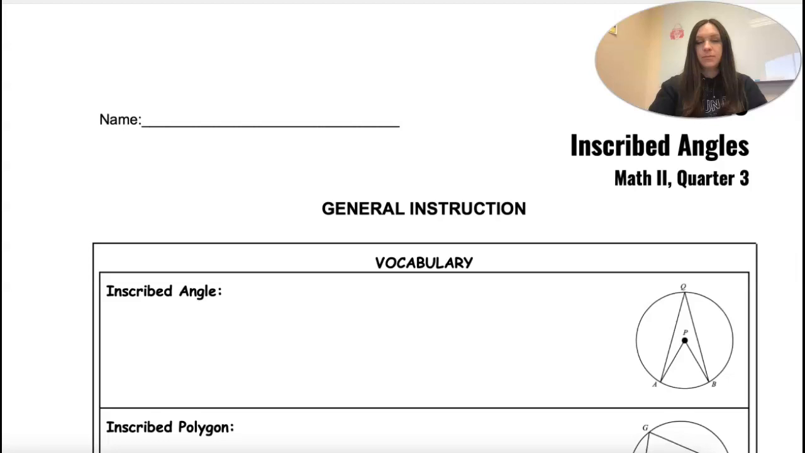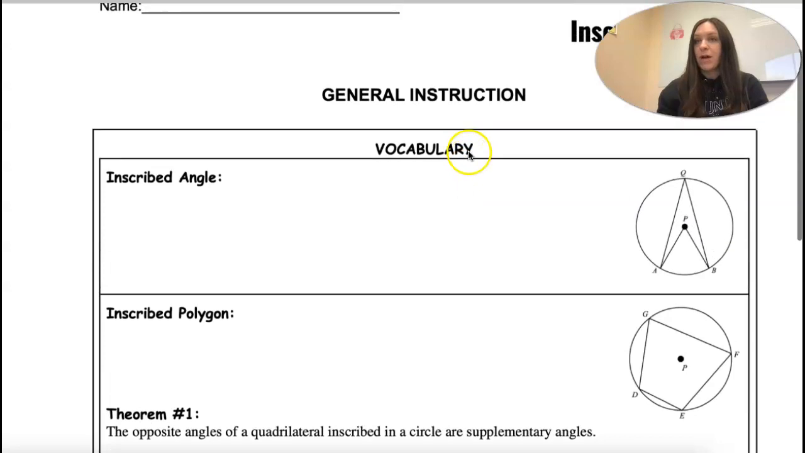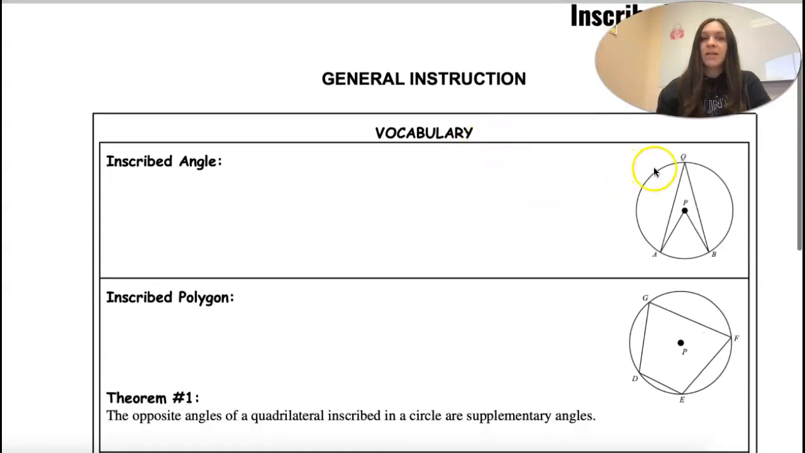So 1.3, we're talking about inscribed angles, and we're doing geometry, so there's just a lot of vocabulary that gets thrown around, and we need to know what that means. Okay, so an inscribed angle is this angle right here, angle Q. We looked at central angles last time, now we're looking at inscribed.